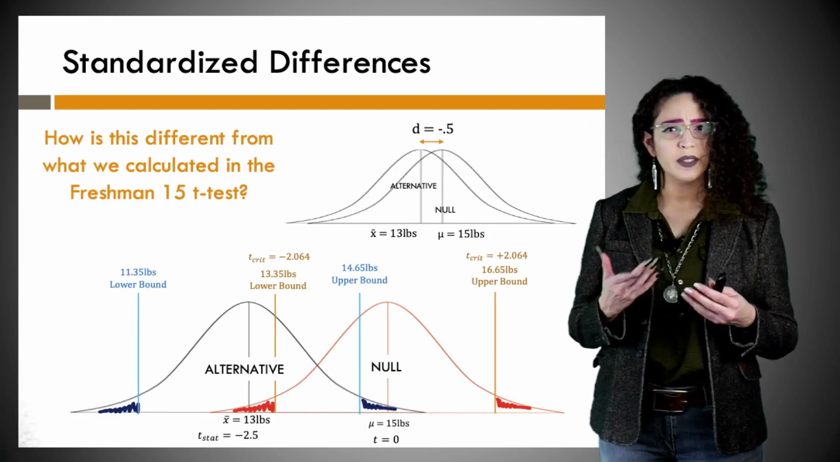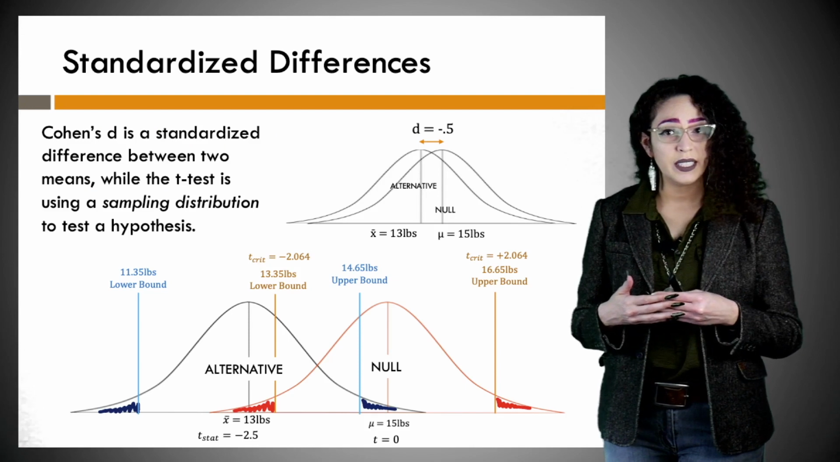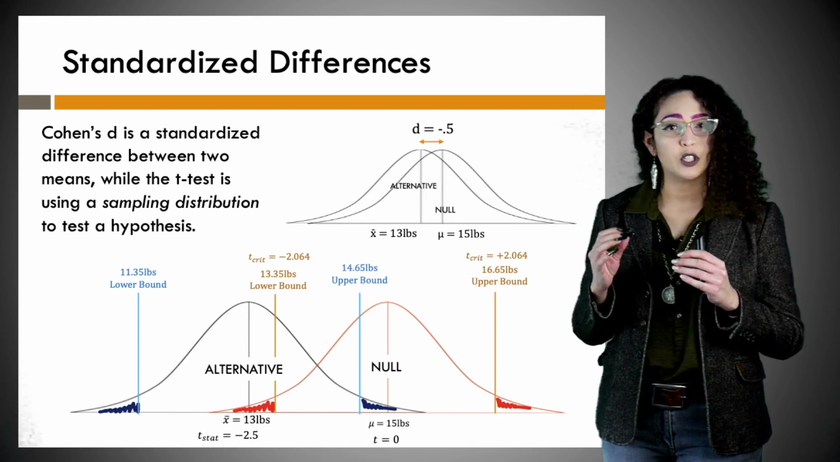You might be wondering, how is this different from the t-test we calculated for our freshman 15 example? Cohen's D is a standardized difference between two means.